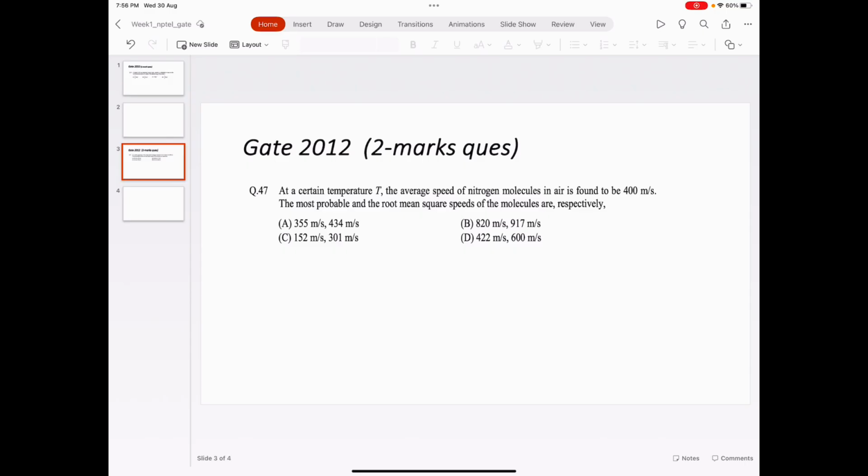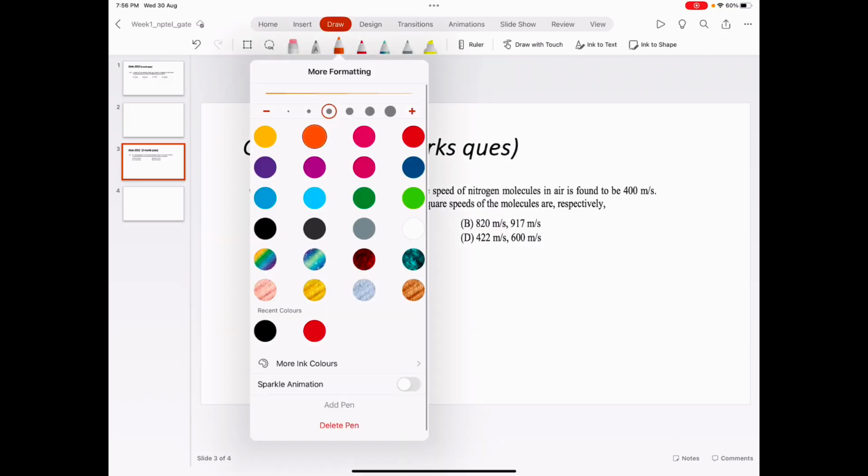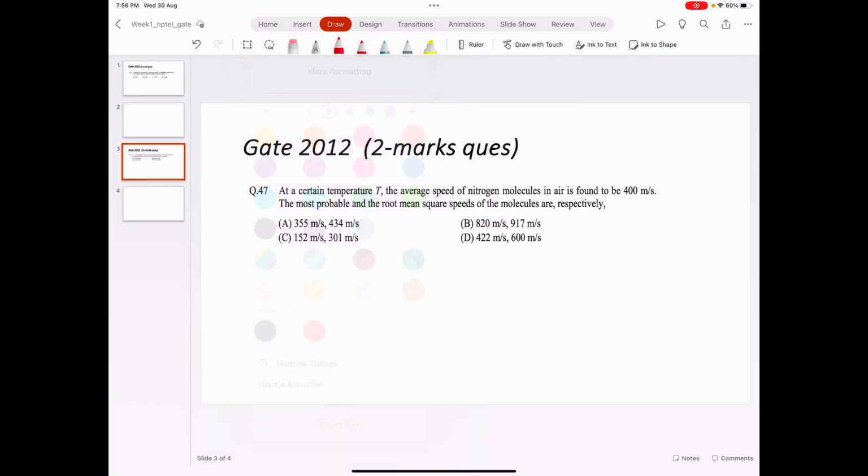Hello everyone, this is GATE 2012 question. It's a 2 marks question, question number 47 I have taken. It states that at a certain temperature T, the average speed of nitrogen molecules in air is found to be 400 meter per second.